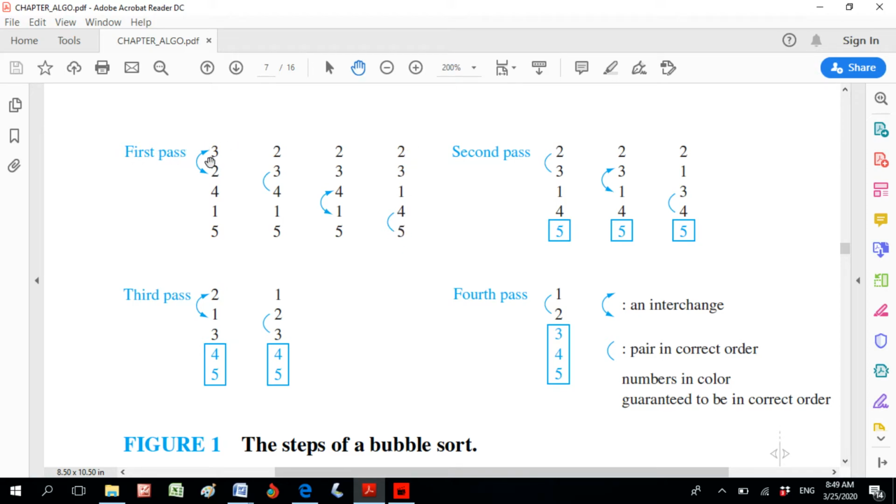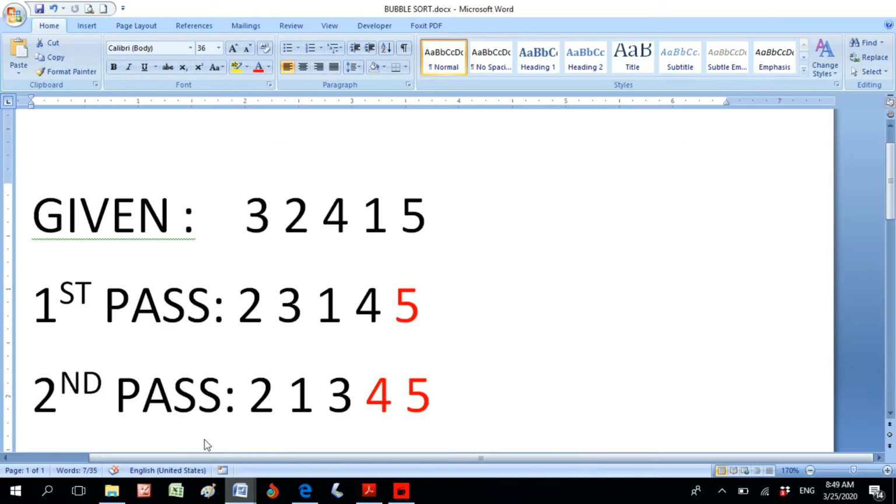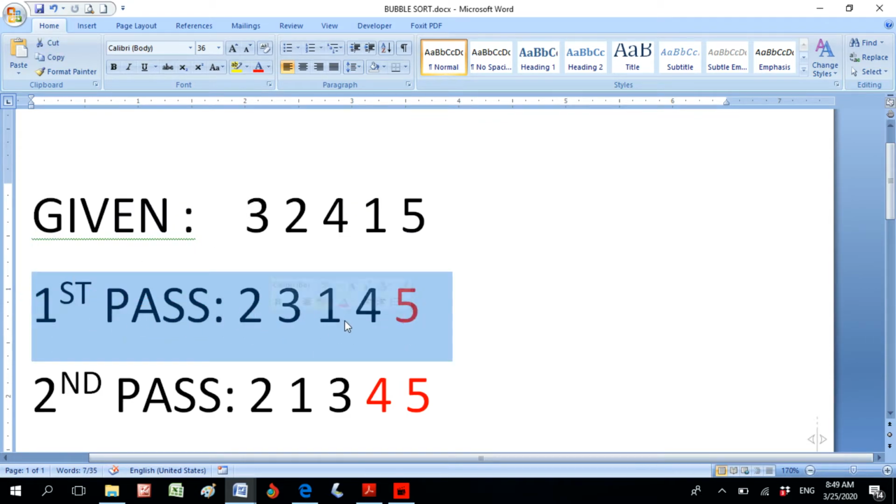So what did we accomplish using the first pass? The first pass, by the way, is 2, 3, 1, 4, 5. On exams, I would like you to specify the first pass as is. As you can see here, this is our given. The result of the first pass is 2, 3, 1, 4, 5.